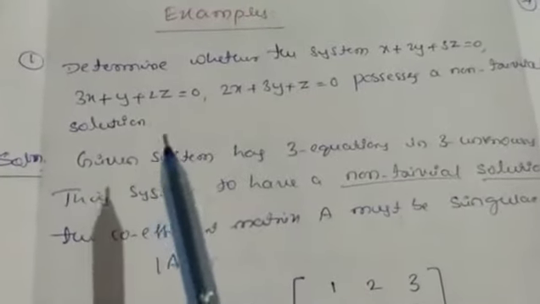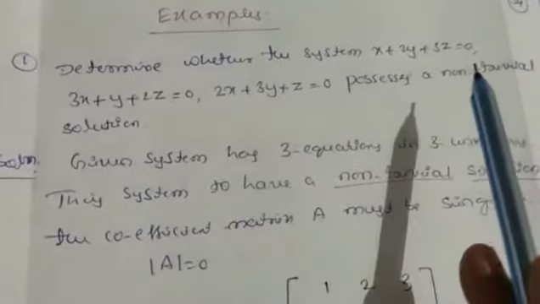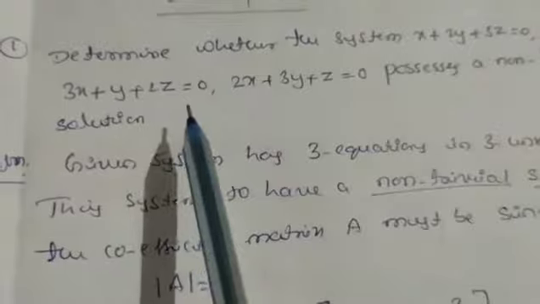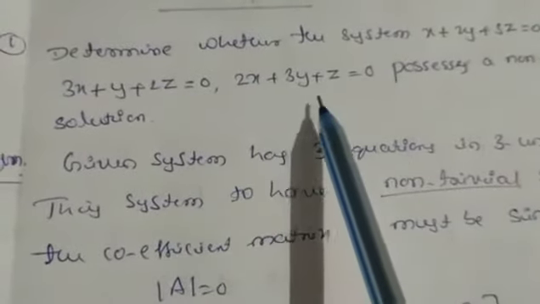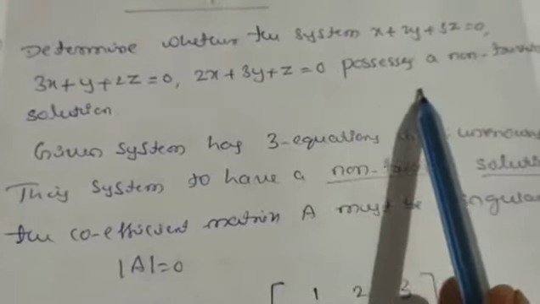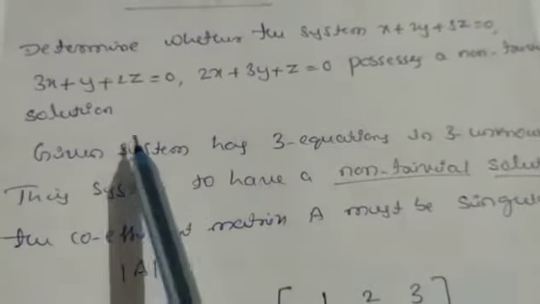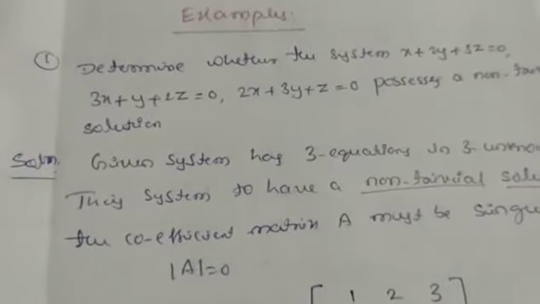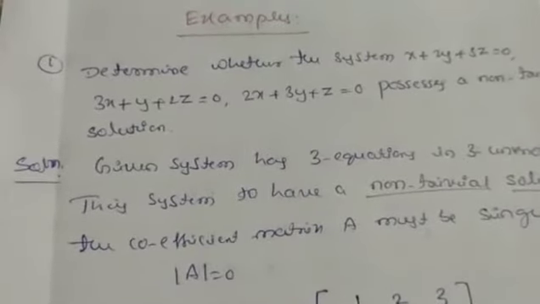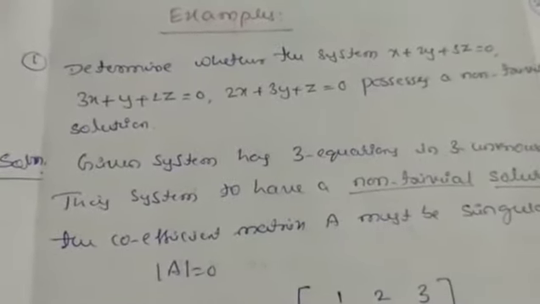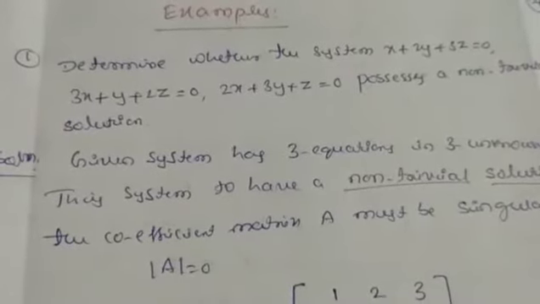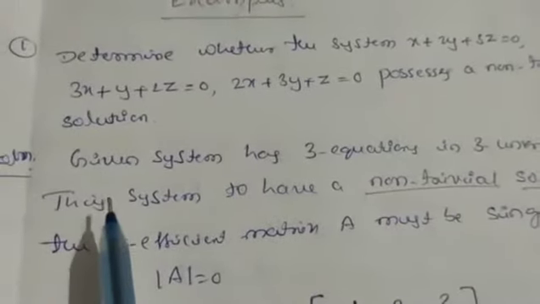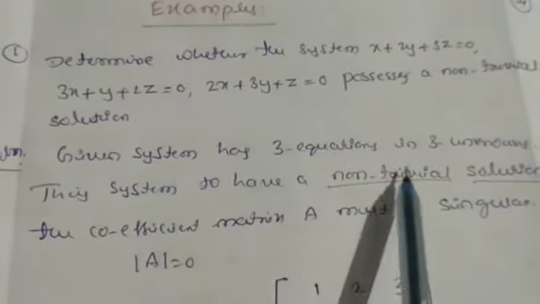Let us take one example. Determine whether the system x plus 2y plus 3z equals 0, 3x plus y plus 2z equals 0, 2x plus 3y plus z equals 0 possesses a non-trivial solution. I told you, trivial solution means all the unknowns are equal to 0, and non-trivial solution means the unknowns are not all equal to 0. And I told you here, if the determinant of A is equal to 0, then also we can say it has a non-trivial solution. So the given system has 3 equations in 3 unknowns.